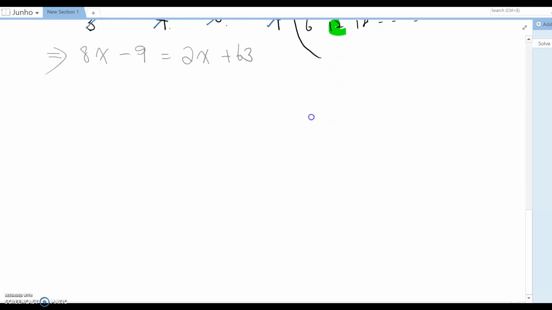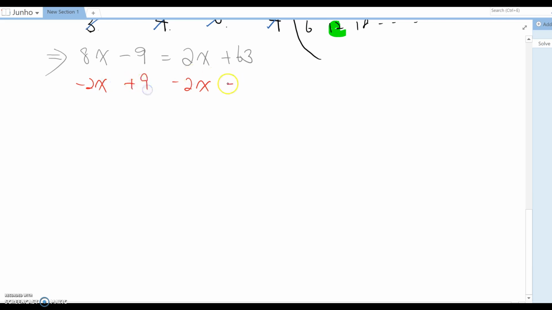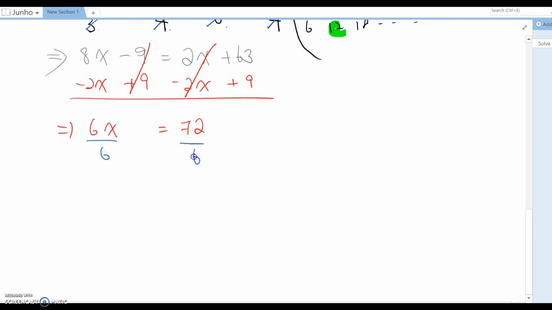Okay. So now it looks like a normal equation, but we have the variable and constant together on both sides. So you determine where you want to gather the variable terms and where you want to gather the constant terms. We usually gather the variable on the left side. So I'm going to subtract 2x here. At the same time, I'm going to combine 9 on both sides. So this becomes 6x equal to 72. Now you divide by 6, then x becomes 12.